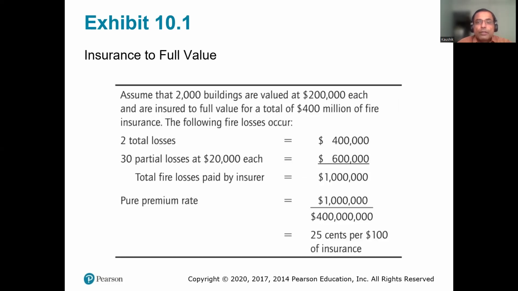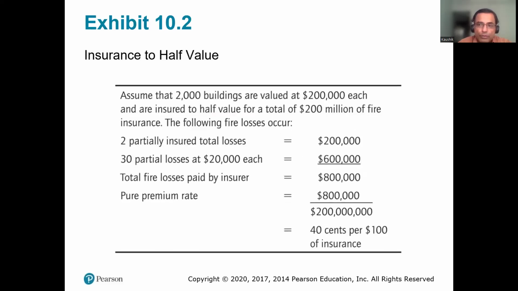For example, there are 2,000 buildings all insured to full value. In this case, there are 2 total losses and 30 partial losses. Based on this, the premium rate is 25 cents per $100 of insurance. The same 2,000 buildings, if they are insured for half of their value and the same losses occur, 2 total losses and 30 partial losses, in that case, the premium increases.